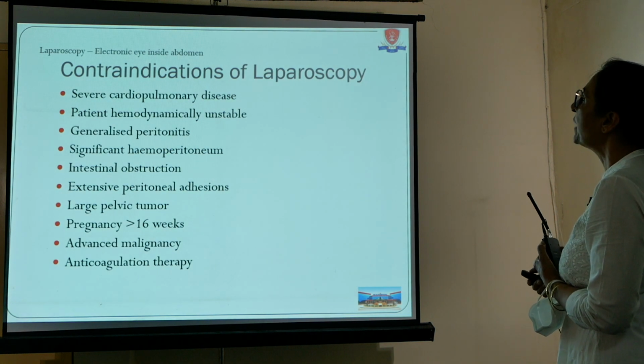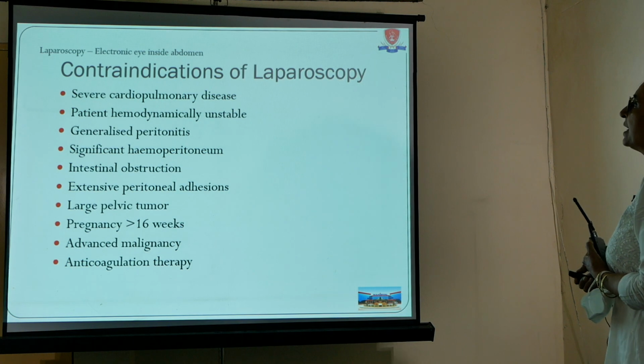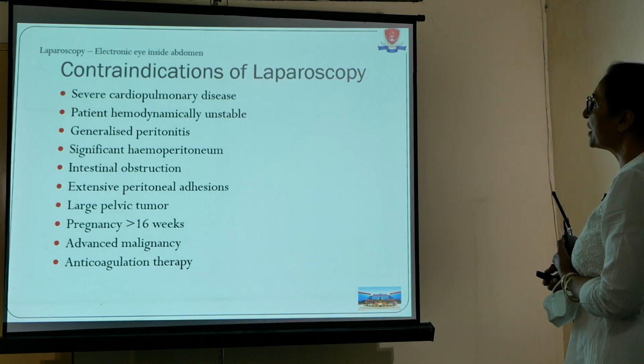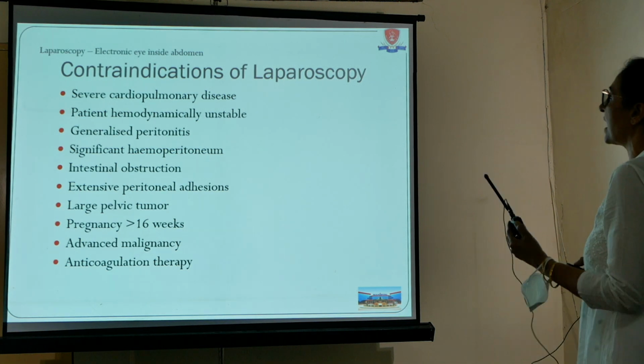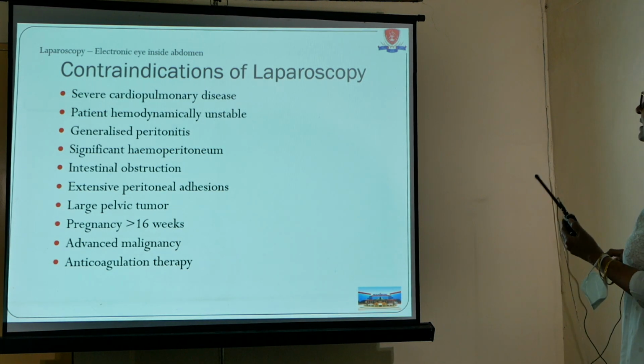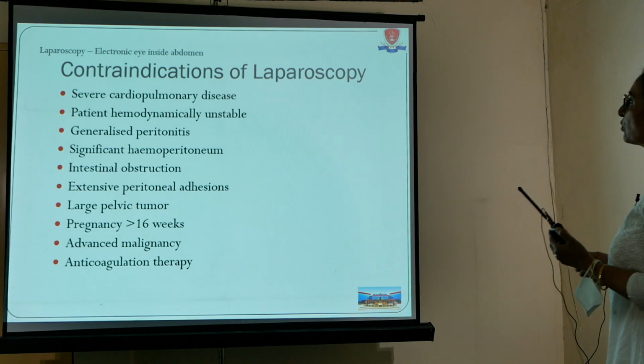Now, we have already discussed the indications of laparoscopy. Now, what are the contraindications of laparoscopy? Suppose we have a patient who comes to us and wants laparoscopy, but should we go or not? That we have to decide.